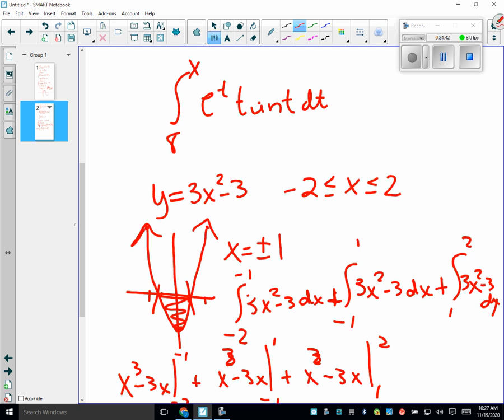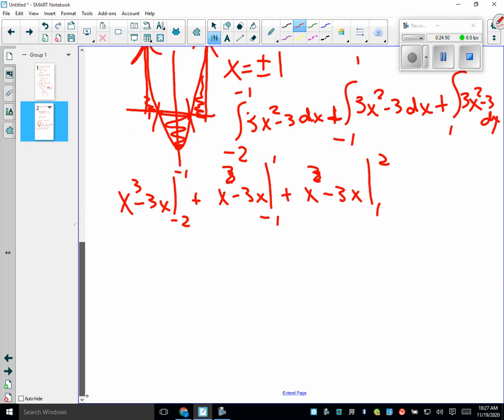I can't. What about this then? This is a piece I'm finding right here. Oh, and this piece. That's what negative 2 to negative 1 is. Okay. That's what 1 to 2 is.